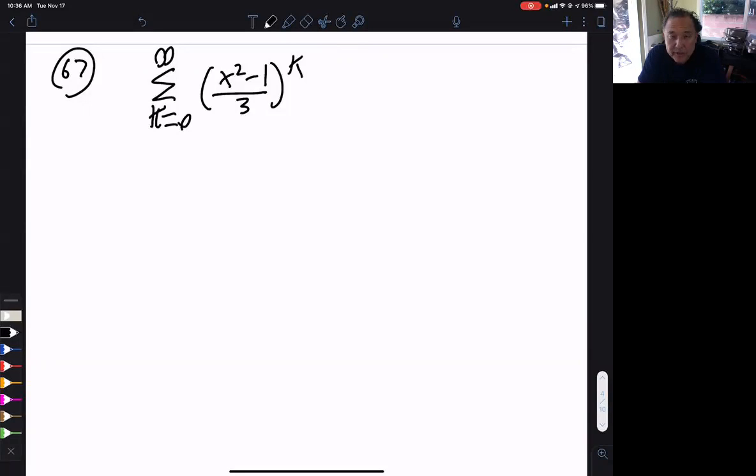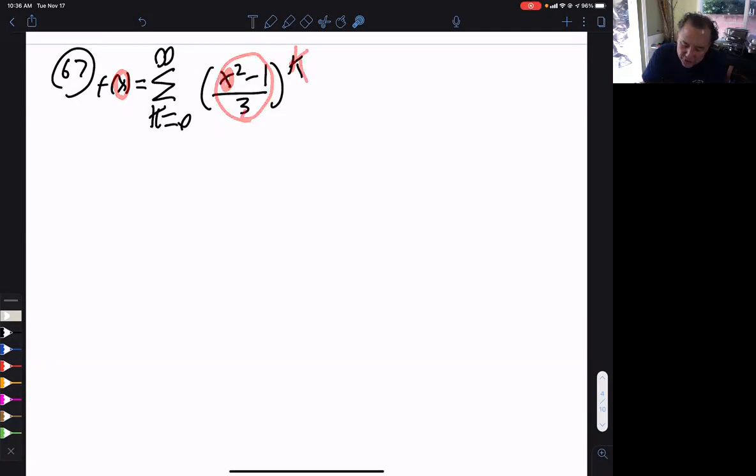All right, this is chapter 10, section 2, number 67. Again, this is a series for some function. And if you look at x, if you pick a value, you want the function at 3, this becomes a constant. So this is just a constant to k. So again, we have a geometric series.